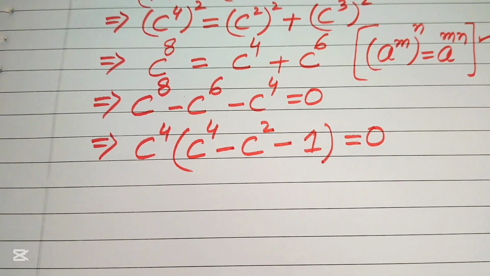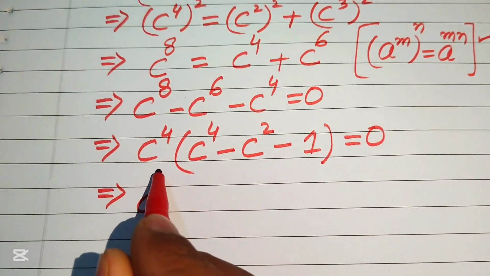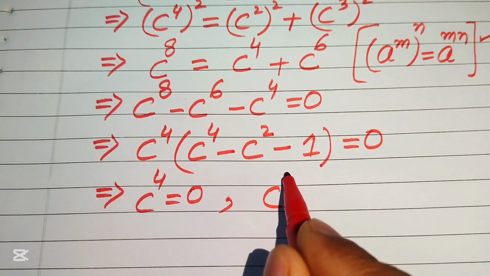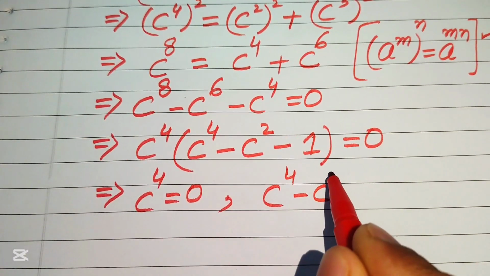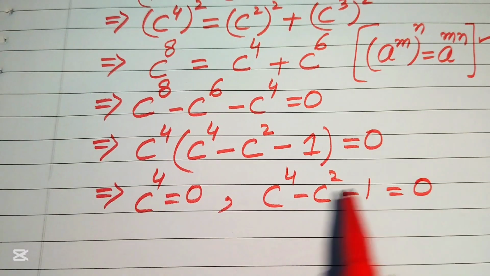In the next step, we need to convert this into two cases. Our first case is we take c to the power of 4 equals 0, and the second case is we take c to the power of 4 minus c square minus 1 equals 0.